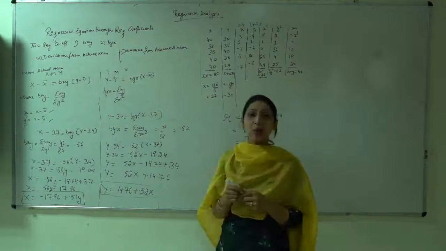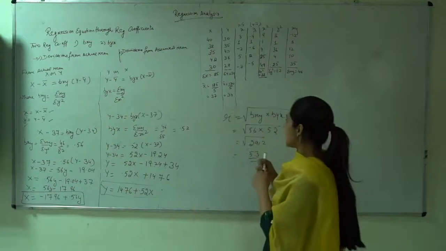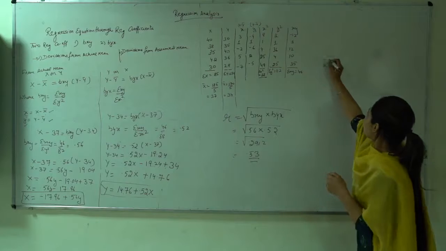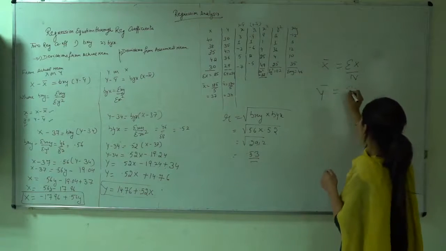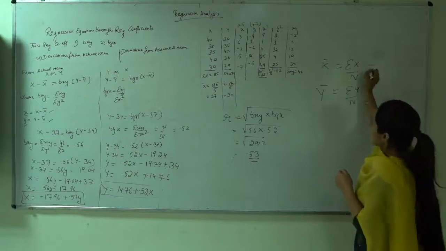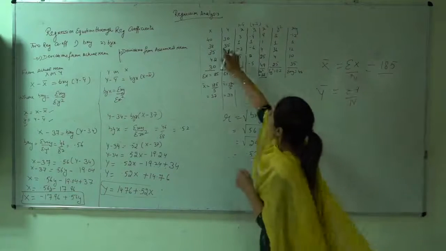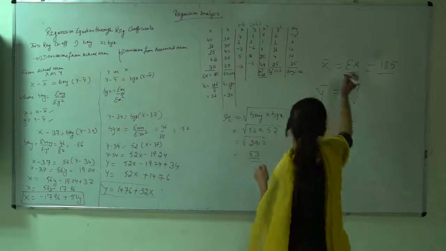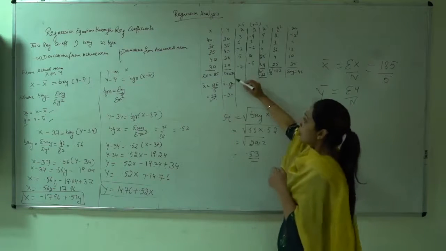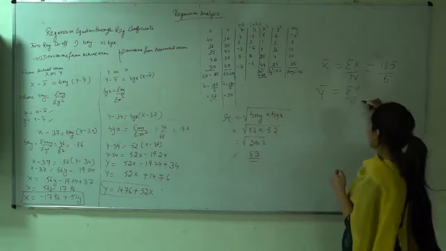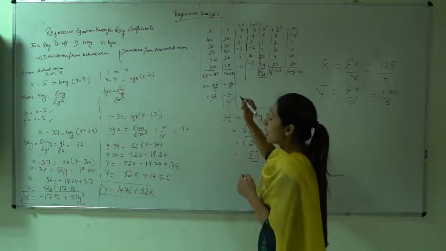Now, I have to calculate the mean of the x series as well as the y series. I know that x bar is equal to summation x upon n and y bar is equal to summation y upon n. Here summation x is equal to 185. Number of items are 5, that is 1, 2, 3, 4, 5. So, that makes 37. Similarly, y bar is equal to summation y upon n, that is 170 divided by 5, that gives 34.